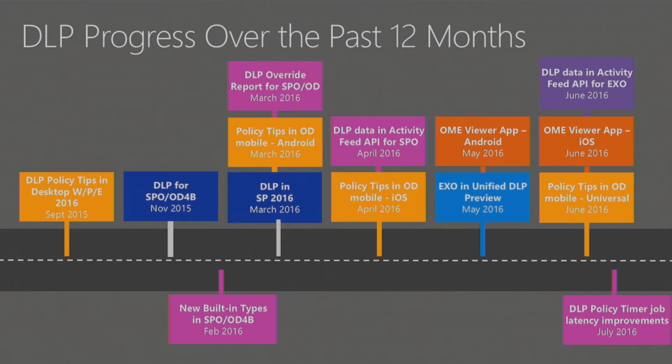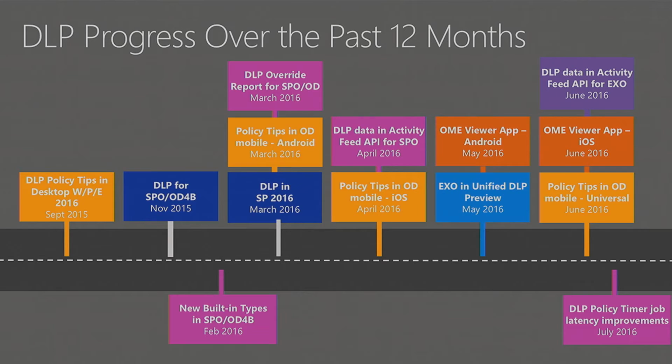We also, of course, added additional built-in types in February of this year. And then we've continued to add support for policy types across many of the mobile applications for OneDrive, be it on iOS or the Universal app for Windows. And then we've also brought Exchange into the Unified DLP screens that you saw today. So you saw where Jack was showing you that you could do Exchange, SharePoint, and OneDrive through one policy. We brought that into preview as of May of this year.